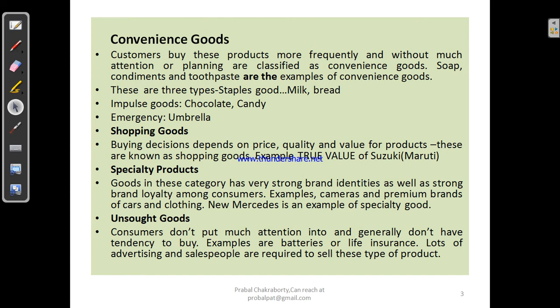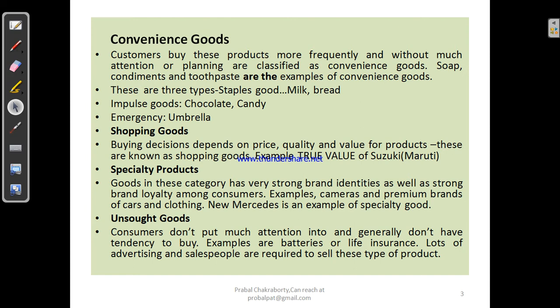When you purchase milk and bread, it comes under staple goods. When you think of chocolate as well as candy, it comes under impulse goods, and an umbrella comes under emergency goods. What is important is that these products are placed in such a manner that the moment you think of an umbrella, it is raining outside. Beside the cash counter, chocolate as well as candy is kept, so the products are placed in such a manner that they will definitely create a lot of interest.